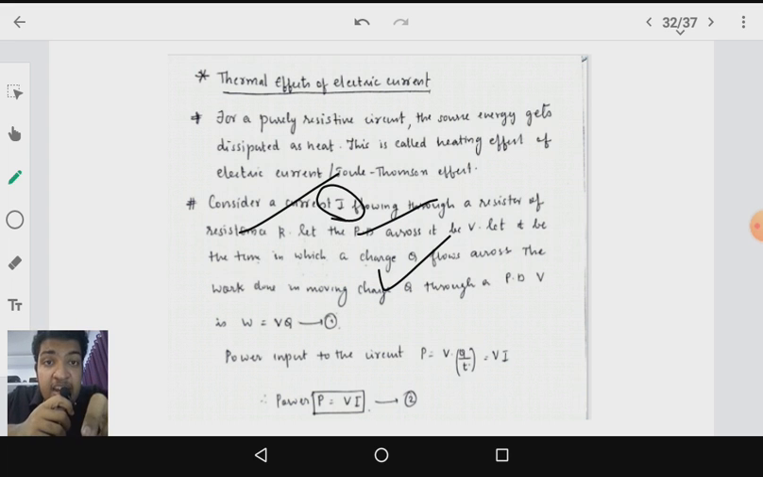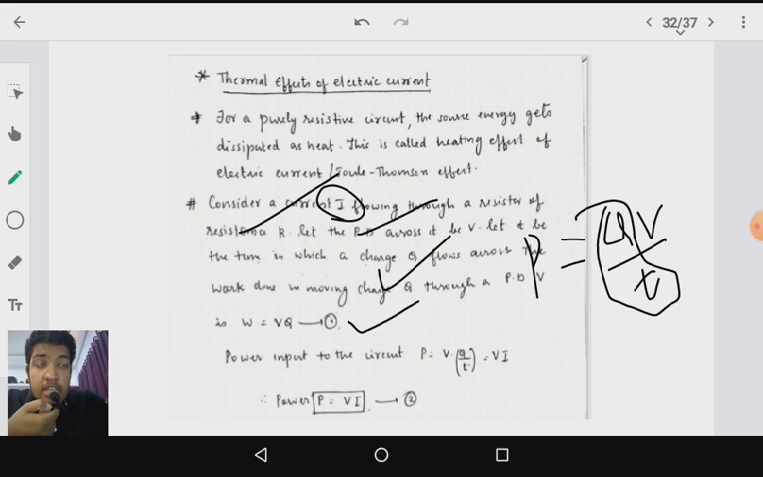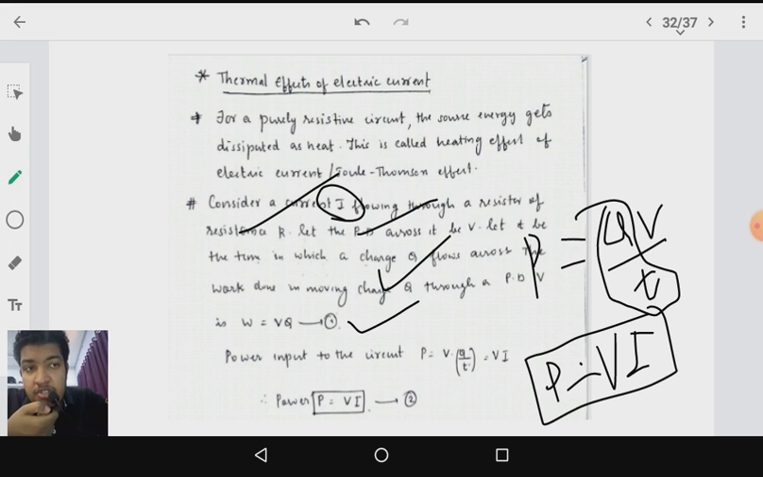Then the work done in moving the charge Q through the potential difference V is given by W is equal to V into Q, as I have told before. Now the power is equal to work done divided by time, right? So we can say power is equal to Q into V divided by t. Q by t, as we know, is current. So P is equal to V into I. So this is the equation for electric power. Electric power P is equal to V into I, where V is the potential difference and I is the current. This is a very famous equation. So please take a note of that equation.